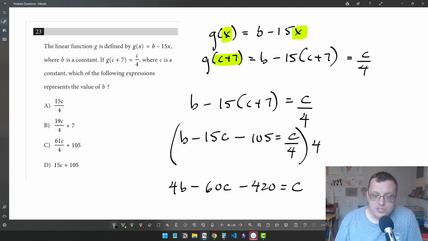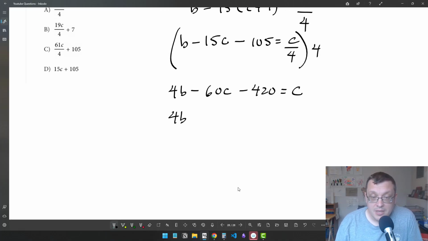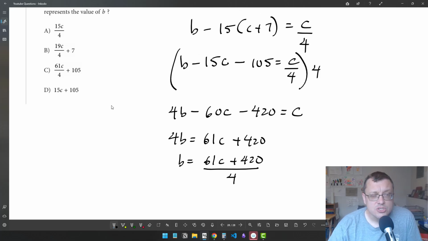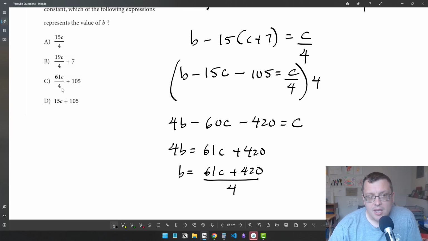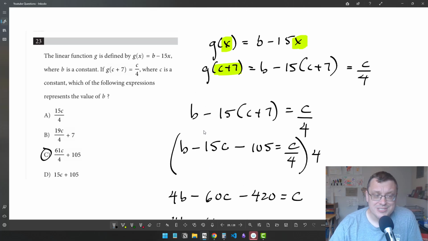Now we'll bring everything over. So we'll bring the 60c over to the other side and the 420 over to the other side. So I get 4b is equal to 61c plus 420, where b is equal to 61c plus 420 divided by 4. Now, I don't see that as a choice exactly. I guess it's close, but I would like to verify that it matches. So let's divide that 4 into these two terms. This is going to be 61c over 4 plus 420 divided by 4, we found that before when we did 105 times 4. We know it's 105. So indeed, this matches choice C.